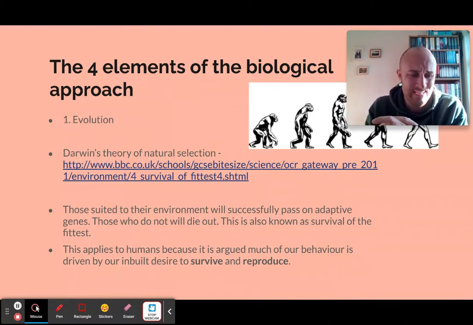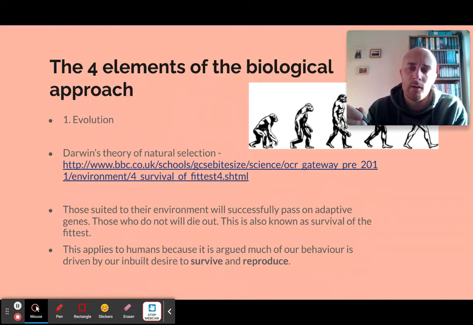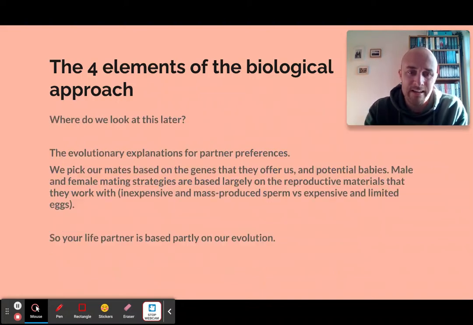So sexual selection is how we find certain characteristics and traits sexually attractive. Thus, we mate with that person, and then those characteristics carry on into our children, and therefore our children, when they grow up, the same thing is going to happen to them. So we look at this next year when we do relationships.